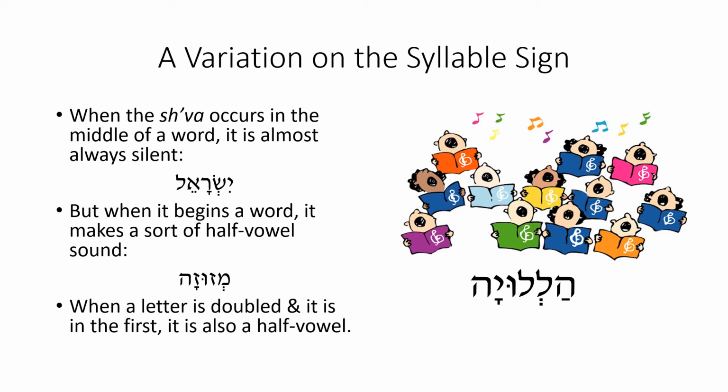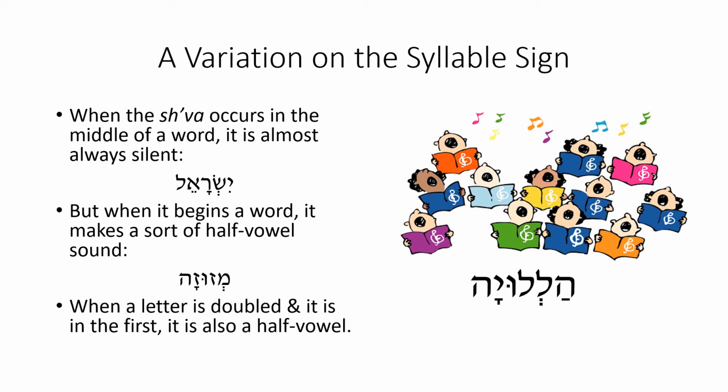But when a shva is in the first position of a word, it makes a short, sort of a half vowel sound, as in mezuzah, mezuzah. There is just the tiniest little hint of a vowel. It's called a semi-vowel or a half vowel.